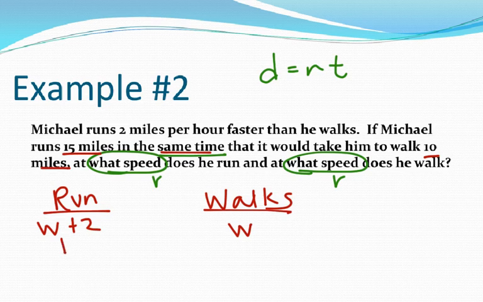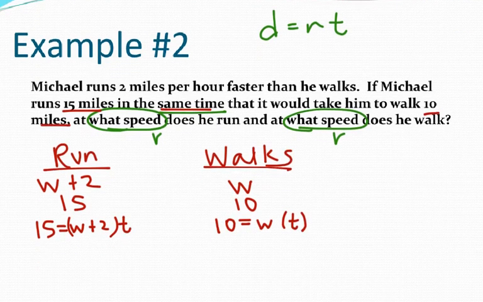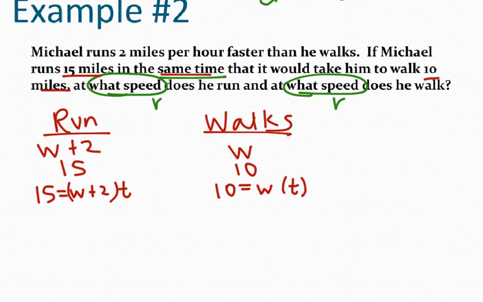The distance that he's going to run is 15 miles, and the distance he's going to walk is 10 miles. So distance equals rate times time, and distance equals rate times time. Now we're going to solve for time. I've got two variables, and so to make this easier, because it's the same time, if I solve for t, I'm going to have t is equal to 15 divided by W plus 2.